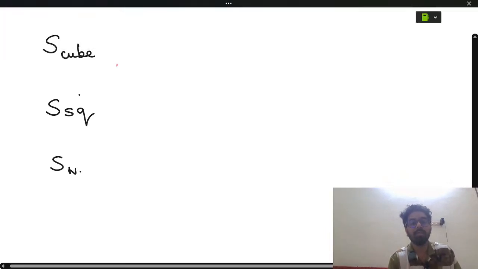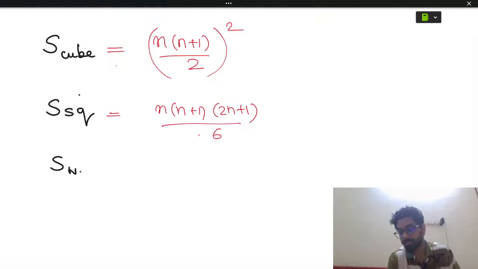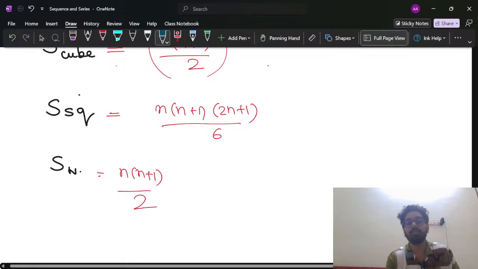That's what I will write down. Sum of cubes is (n(n+1)/2)². Sum of the squares is n(n+1)(2n+1)/6. And sum of natural numbers is n(n+1)/2. I will run an example to show what exactly we are solving.